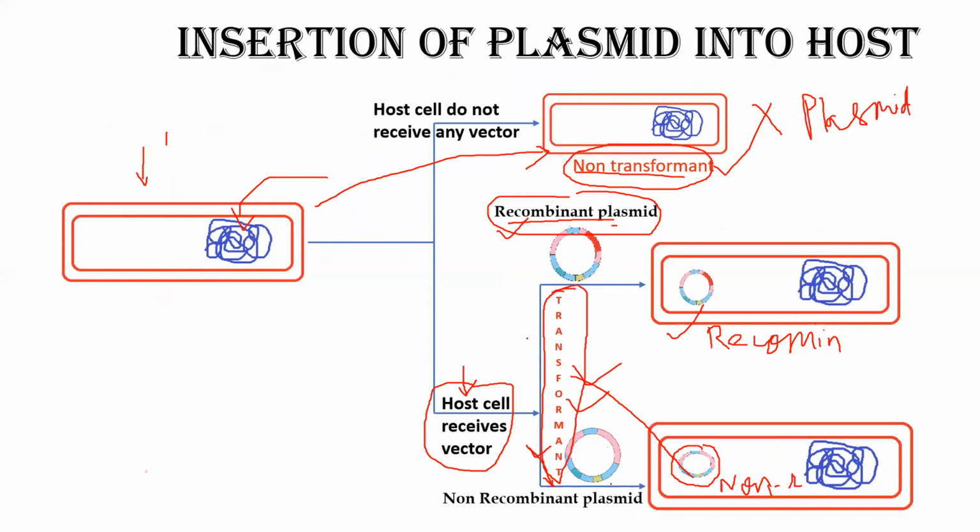Or either it receives the plasmid. In such a case, we call it a transformant. Now, if it receives the plasmid, as we discussed, there are two types of plasmid, recombinant and non-recombinant. If it receives a recombinant plasmid, then we call this a recombinant cell. And if it does not receive the recombinant plasmid, we call it a non-recombinant. So this one is a transformant, but which type of transformant? A non-recombinant transformant. So I hope the confusion between recombinant, non-recombinant, transformant, non-transformant, everything is clear.